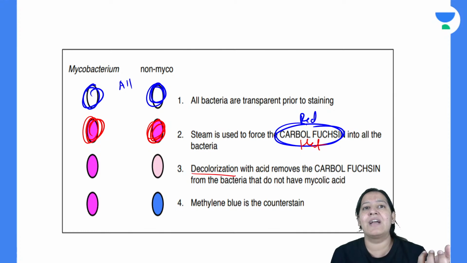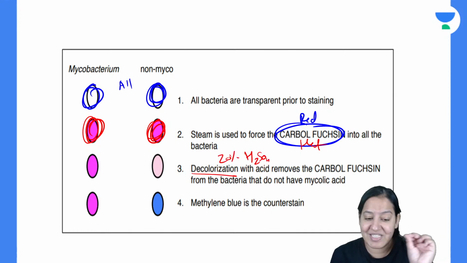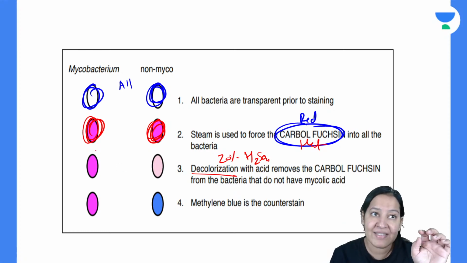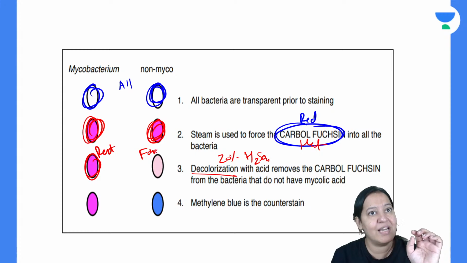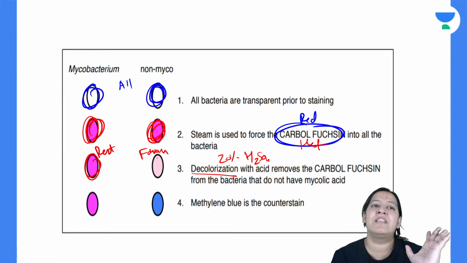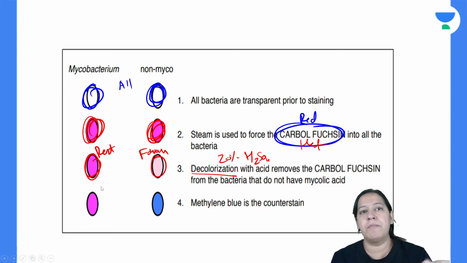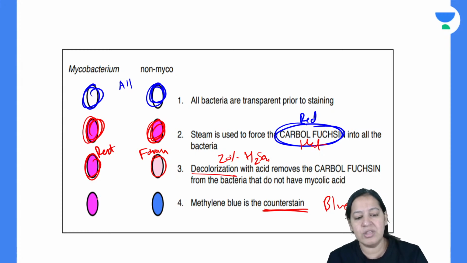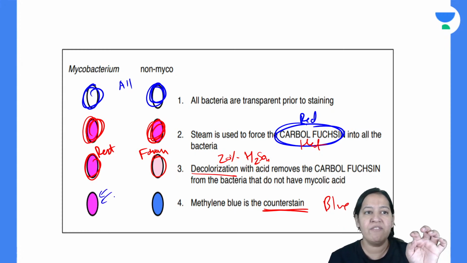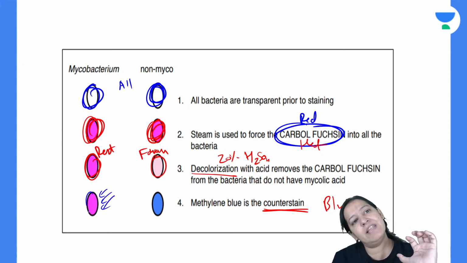Then you are adding decolorizer, 20% H2SO4. In this step, some of them resist decolorization, they will remain red only. And some of them favor decolorization, they will lose the red stain and become transparent again. Now when you add the counter stain, the secondary stain, which is a blue stain, the one which resists decolorization does not have space inside it. So they will not take the secondary stain.